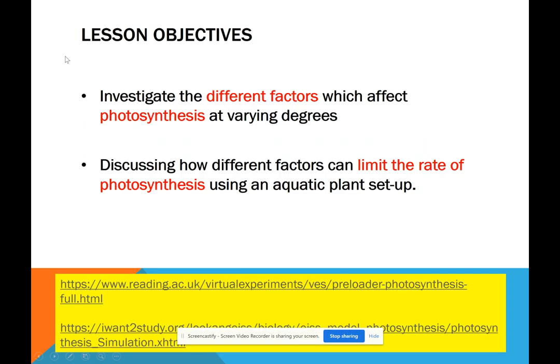So what are we going to learn? What are the learning outcomes for today's lesson? There are two learning outcomes. First, we will learn about the different factors which affect the rate of photosynthesis in diagram form, in graphs, with examples of different graphs. And the second learning outcome, we will discuss in depth how the different factors can limit the rate of photosynthesis. We're using an aquatic plant setup. These two URLs given here, I will be using them later during the lesson as well.